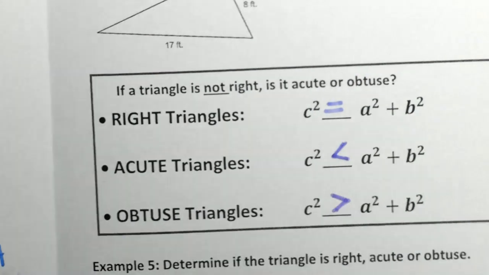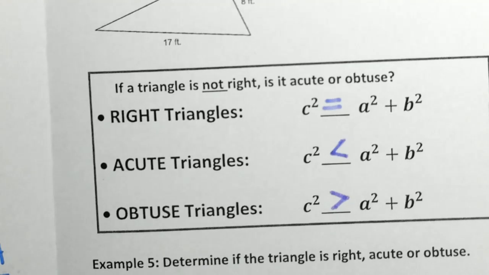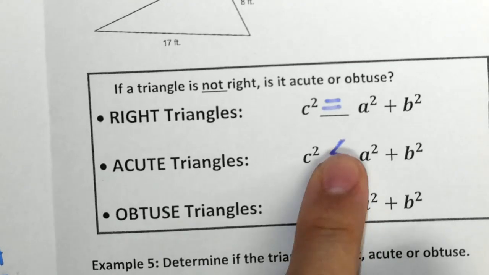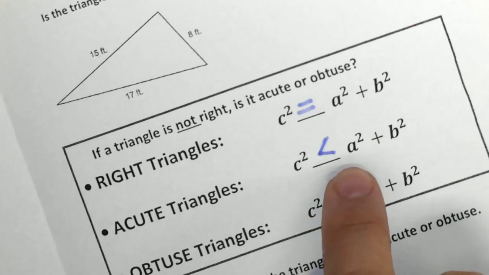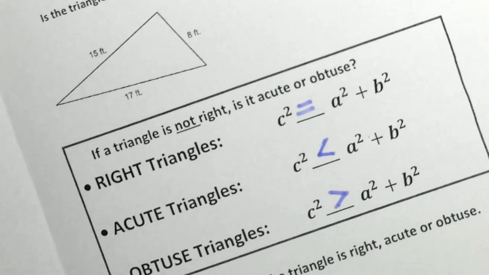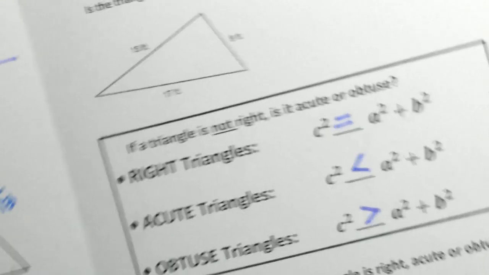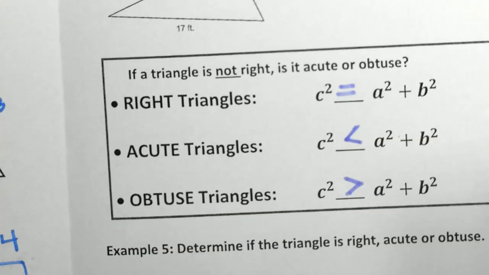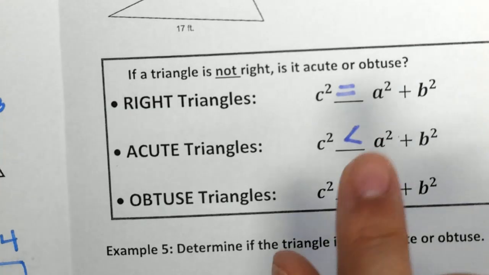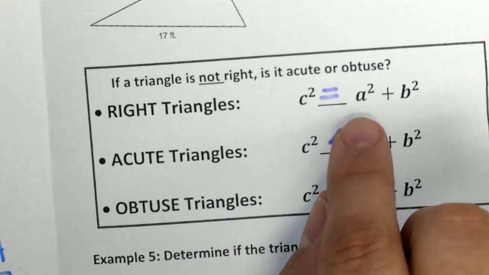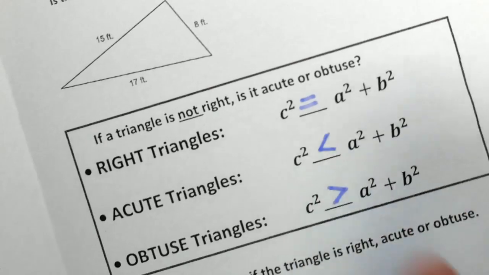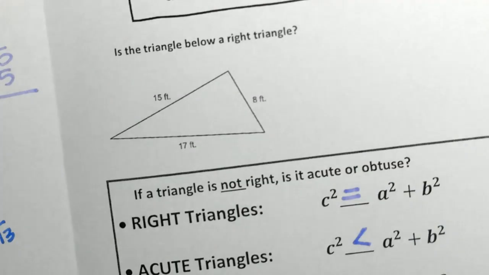Do any of y'all still get confused with your less than and greater than signs? If you do, the less than sign, turn it, makes a capital L. Okay? The less than sign makes a capital L if you get confused. But there are no numbers here, so I want you to think of less than, it makes the L. And you don't do less than or equal to, because a right triangle is equal to.